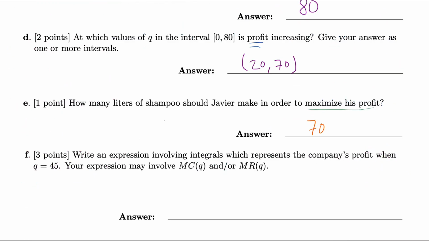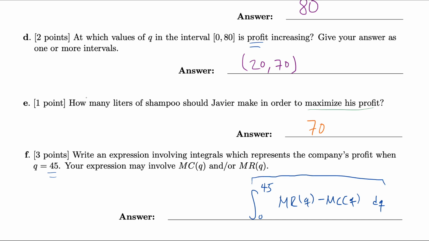Now let's look at the last part. Write an expression involving integrals that represent the company's profit when Q is 45. You should realize a relevant integral is the integral from 0 to 45 of MR of Q minus MC of Q dQ. Why is this? Because integrating MR of Q gets you the change in revenue from 0 to 45. Integrating MC of Q gets us the change in cost from 0 to 45. So when I integrate from 0 to 45 of their difference, this gets us the change in profit from 0 to 45. Make sure you're doing marginal revenue minus marginal cost.